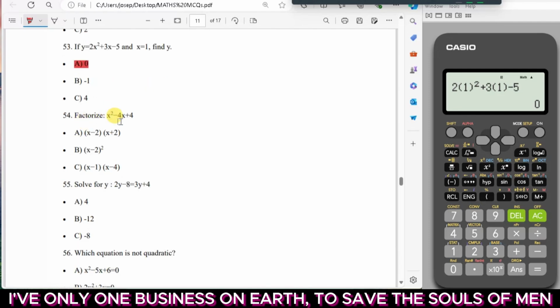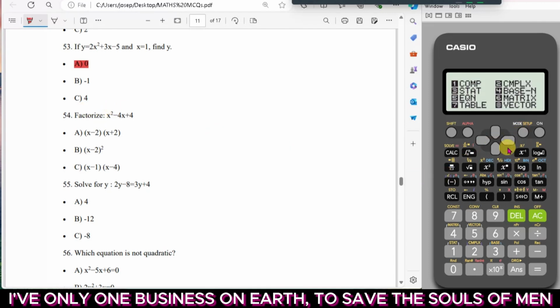54. Factorize x squared minus 4x plus 4. You can do the elimination method, test all these answers to see which one you get correct. So expand them to see whether I will have this value. When you expand any of them and you have this, it means that's the correct answer. Otherwise, I can just find the values of x and then use that to determine.